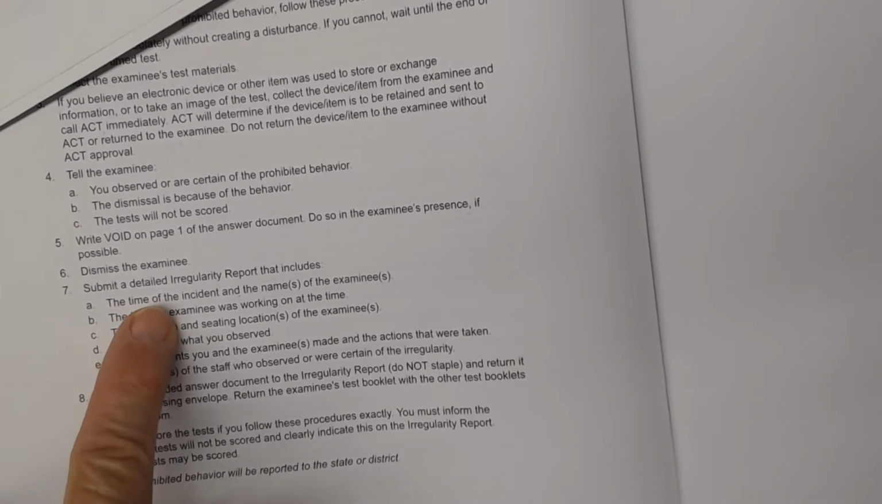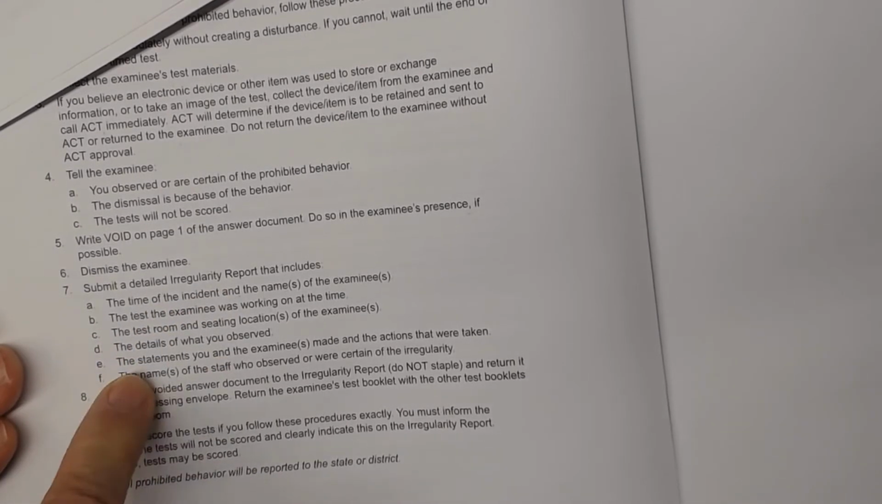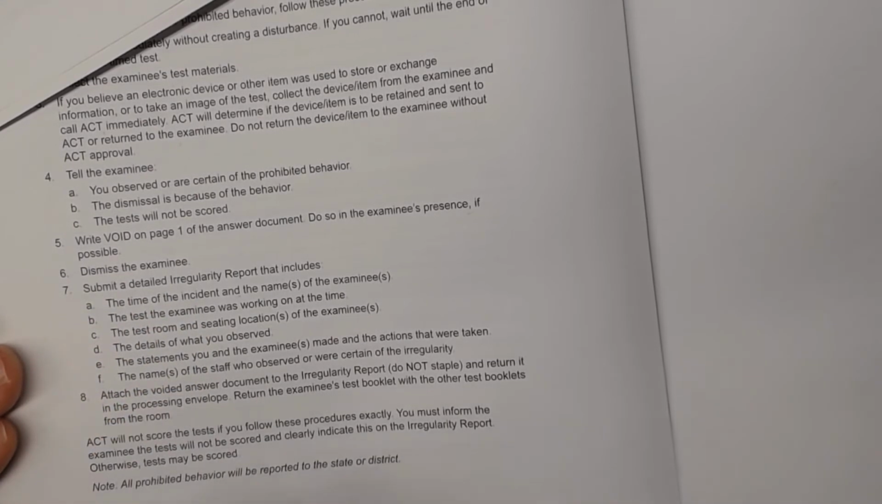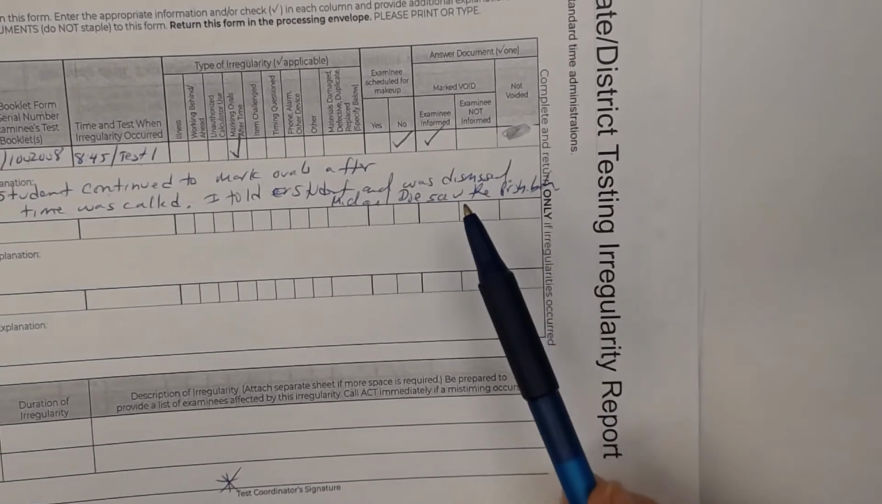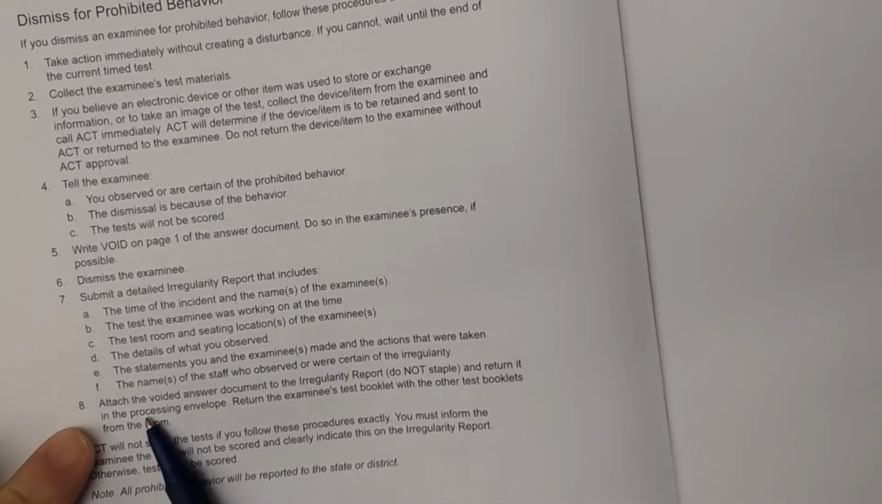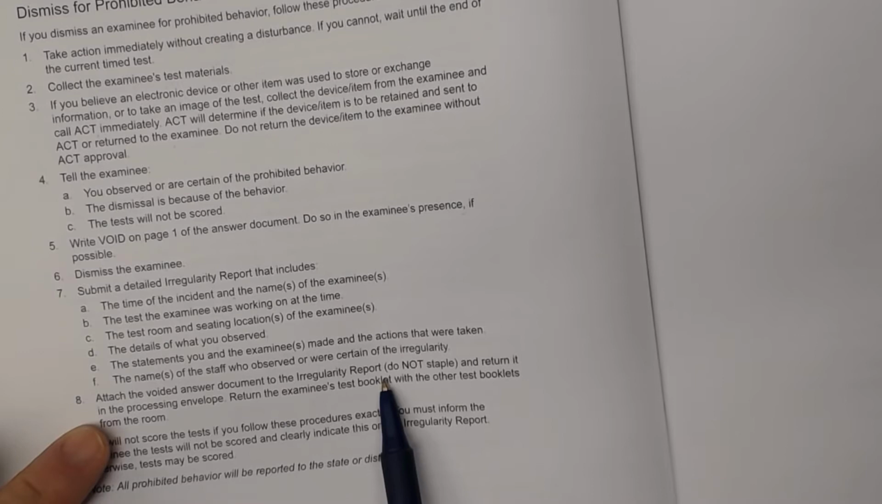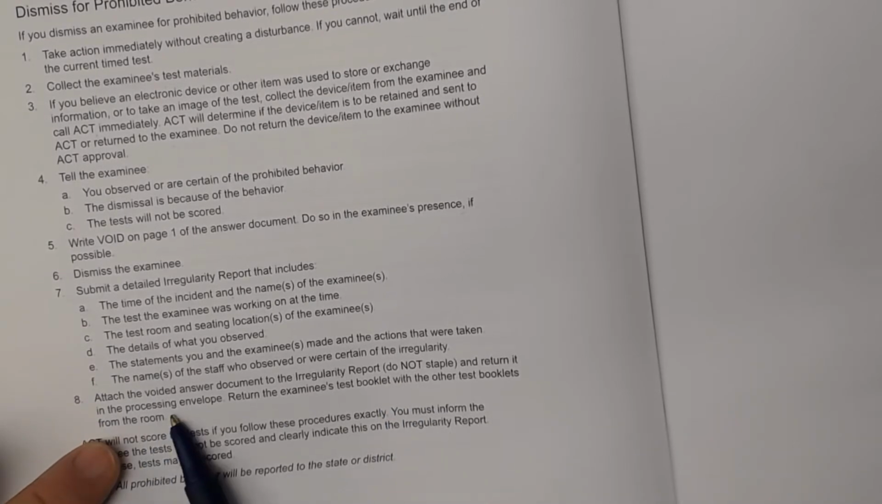But it does say submit a detailed irregularity report that contains all of this. So it's very important that you abide by this, because remember, it says at ACT's discretion. So if there's not enough information, they may come back and ask for more. So keep that in mind. All right, so number 8, you're going to attach the voided answer document to the irregularity report. Do not staple, and return it in a processing envelope.